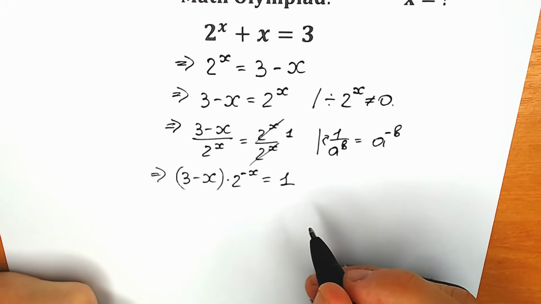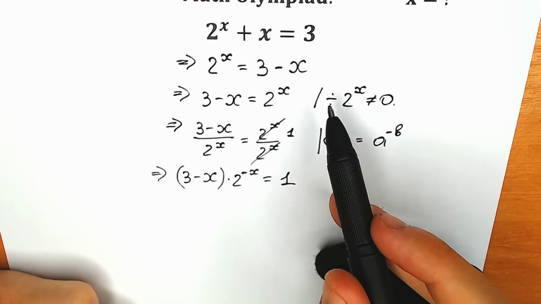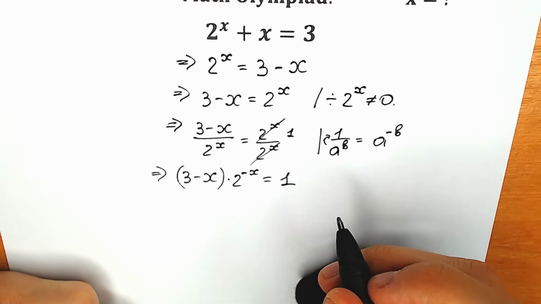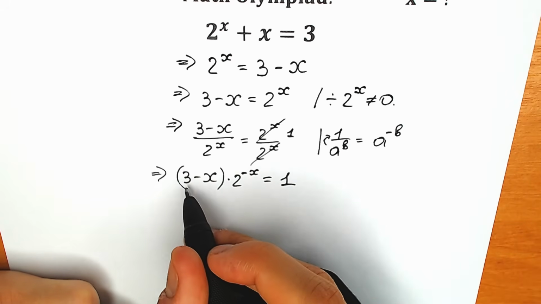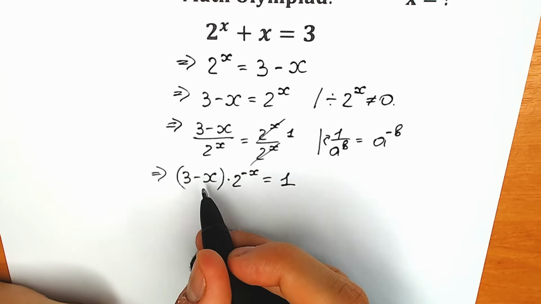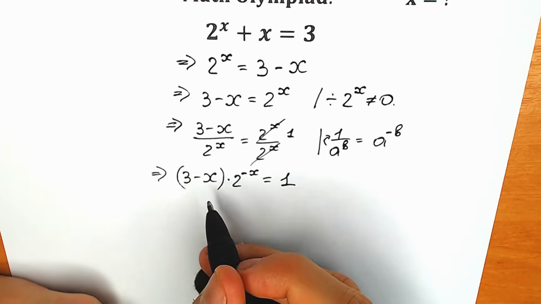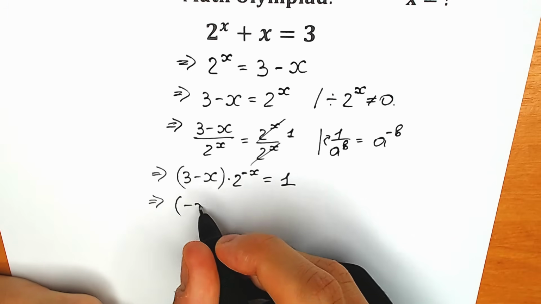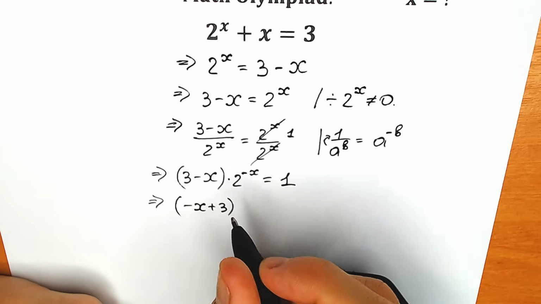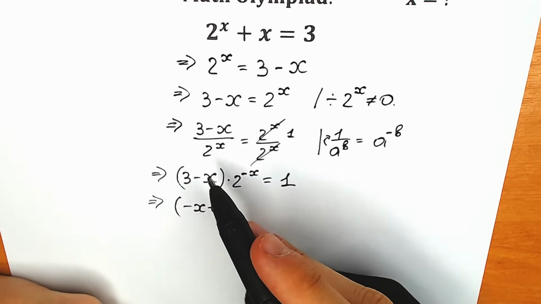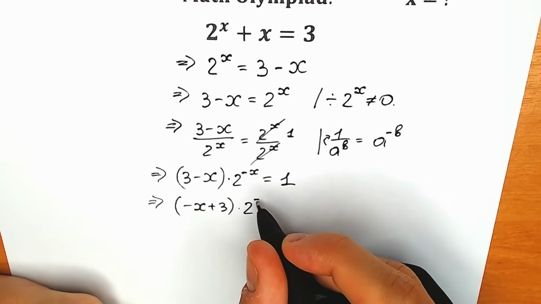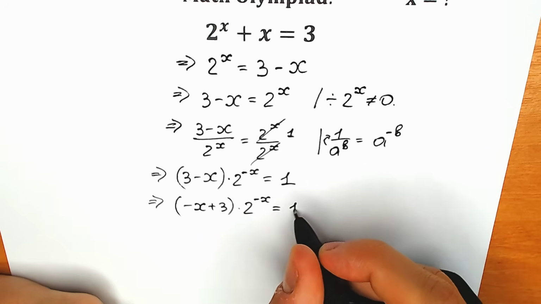I really hope you understand this first step: division, changing positions, and we have this expression. Right now, for better understanding, I want to write 3 minus x not like that, but as minus x plus 3. It's the same thing as 3 minus x, so it changed nothing for us. Times 2 to the power minus x, equal to 1.